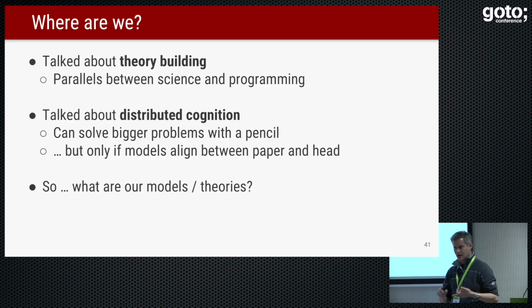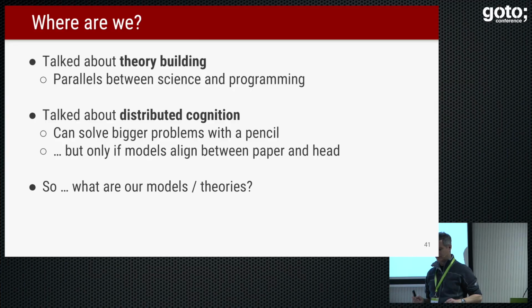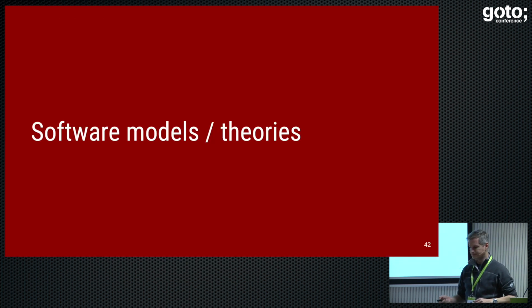So where are we at this point? We talked about theory building. Theory building is the idea that there's a difference between understanding that and understanding how. And we're trying to achieve the understanding how. And that software development is really about understanding the how and building the theories about how our software is going to work. The second part we talked about was distributed cognition, that there's a magic trick that happens. If you let me have a piece of paper and a pencil, I can do things that are much bigger than my head. And that has to be happening in software development because I can't write a 10-line program in my head. I need the version control. So the third part of this talk is about what our theories and models are.